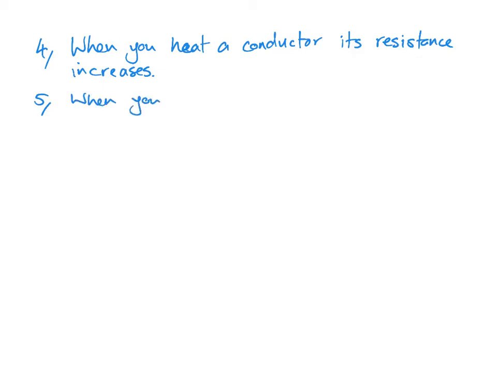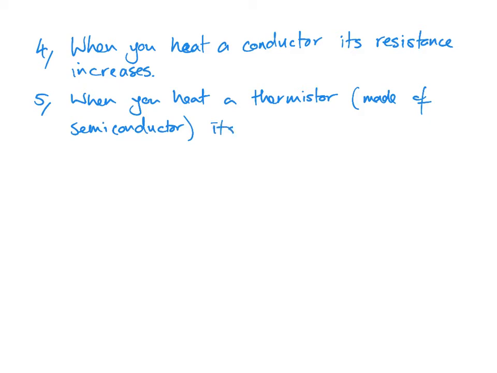Now, number 5 then, is looking at a thermistor. So when you heat a thermistor, which is made of semiconductor materials, it acts in a different way. Its resistance decreases. And we've already given you the circuit symbol for a thermistor.